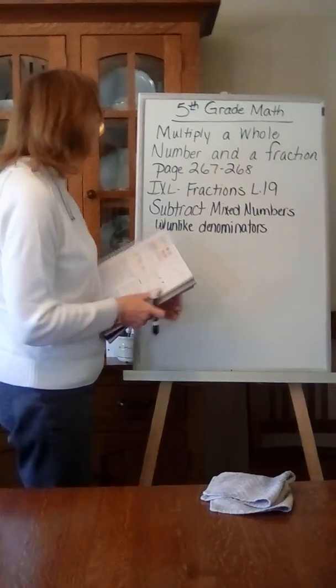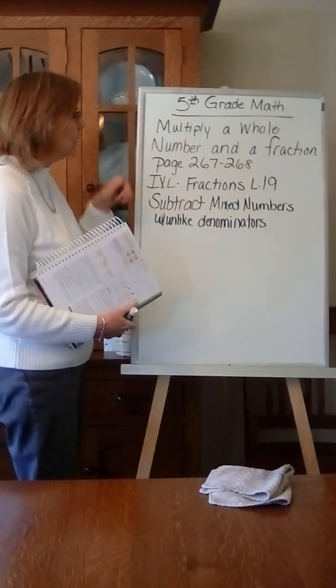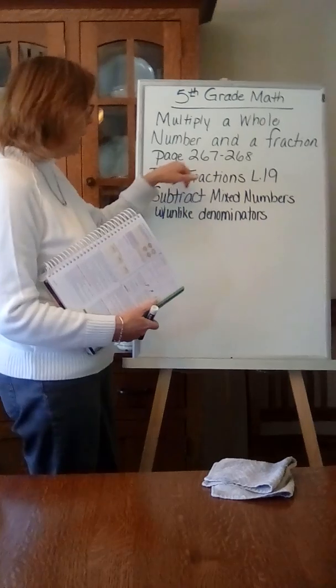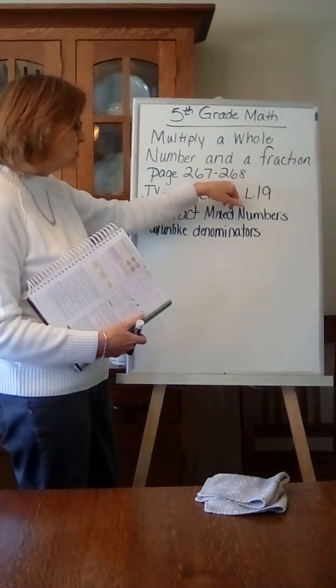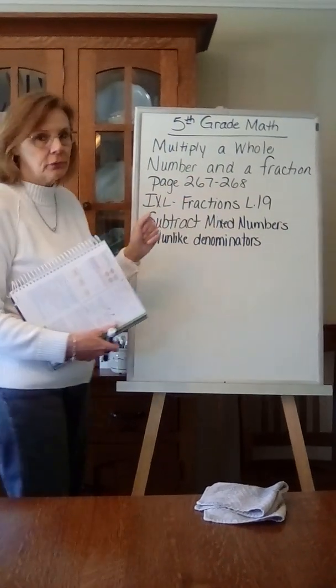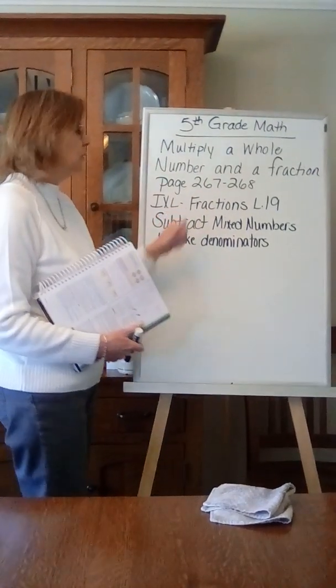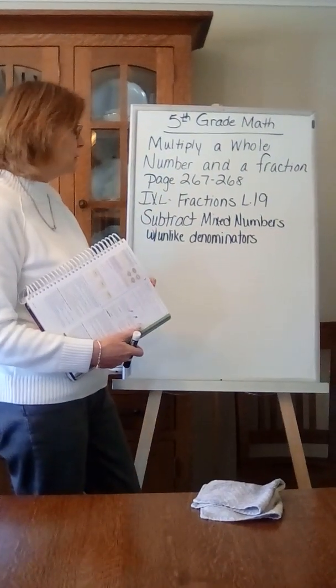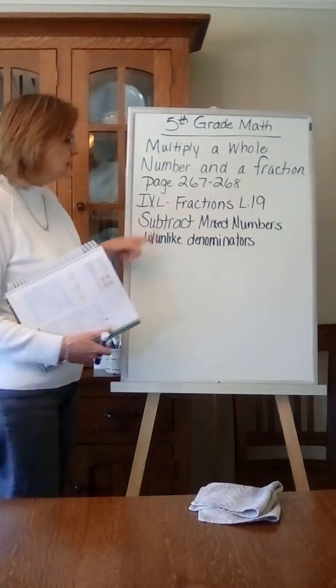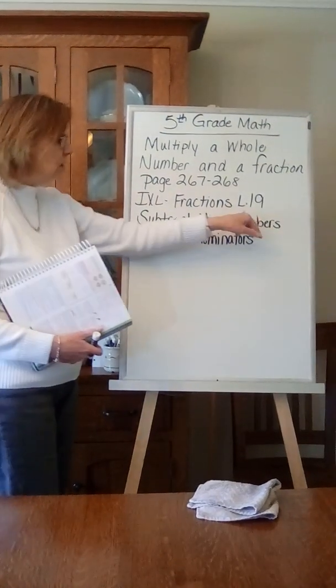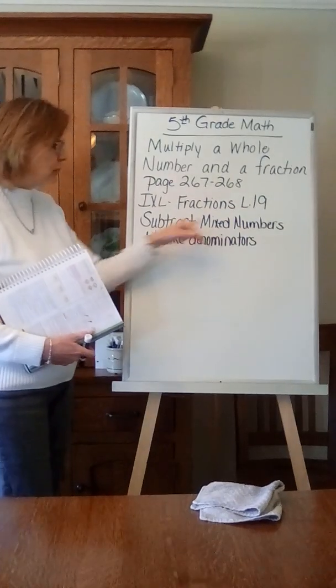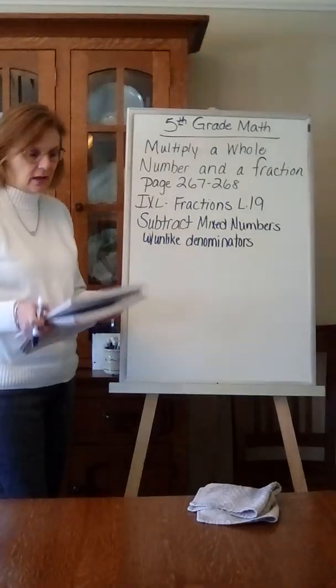Fifth grade math. Hey guys, today we're working on multiplying a whole number and a fraction. I'm on page 267, 268. I'm going to work through odds with you on page 267. So your assignment will be to do evens on page 267, 268. Your IXL assignment, we're still in fractions. You're on L19, subtract mixed numbers with unlike denominators.